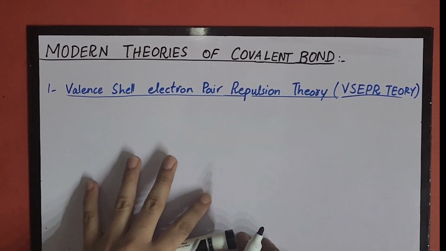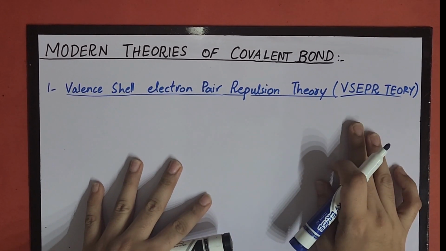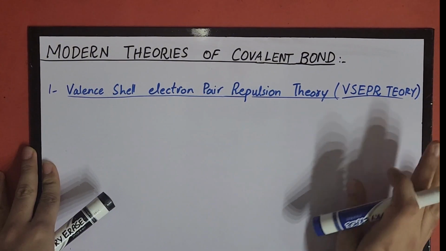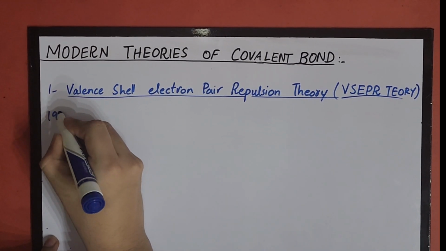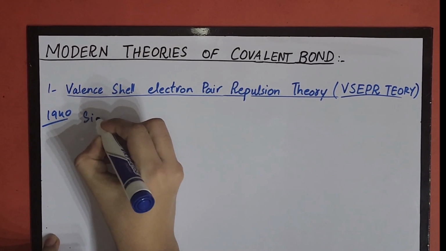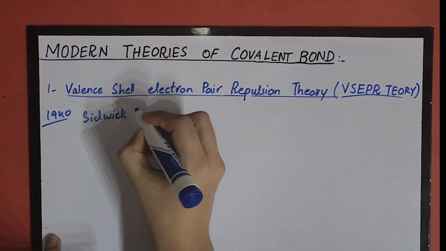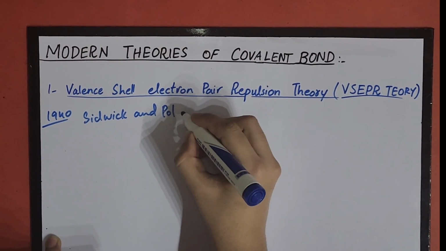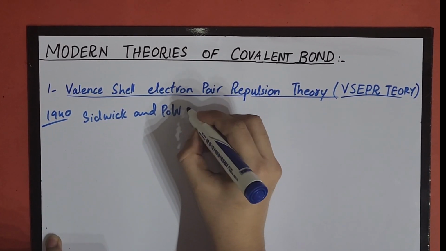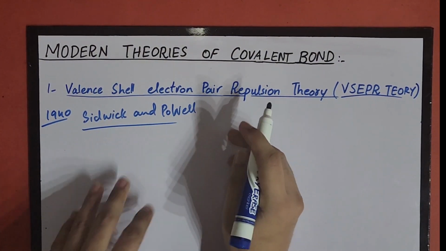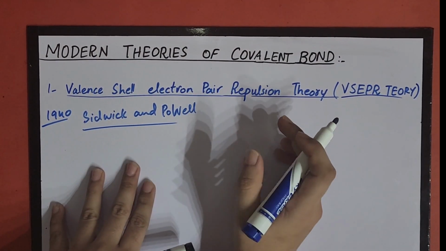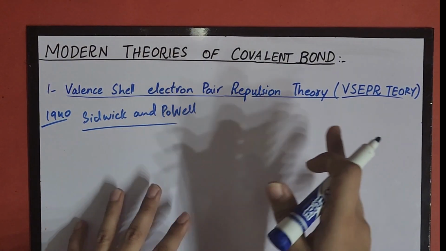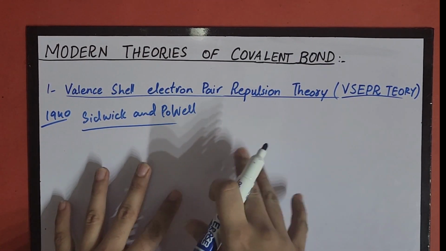Valence shell electron pair repulsion theory is also called VSEPR theory. Sidgwick and Powell proposed it in the 1940s. These two scientists pointed out that the shapes of molecules can be interpreted in terms of the electron pairs in the outer orbit or valence shell of the central atom.